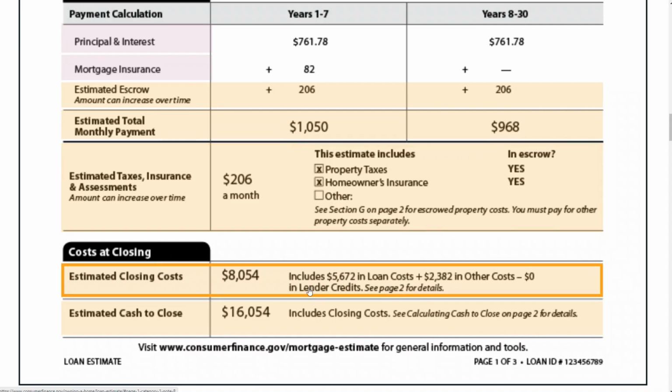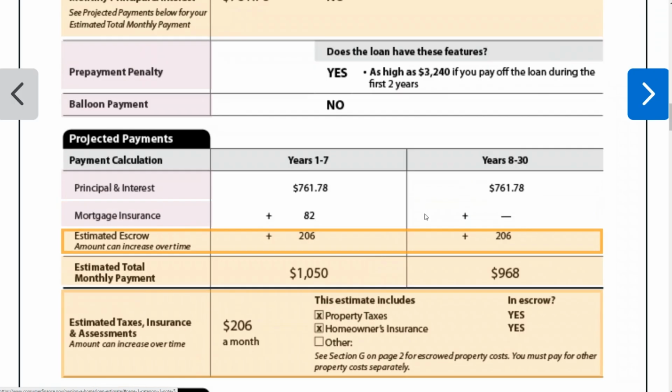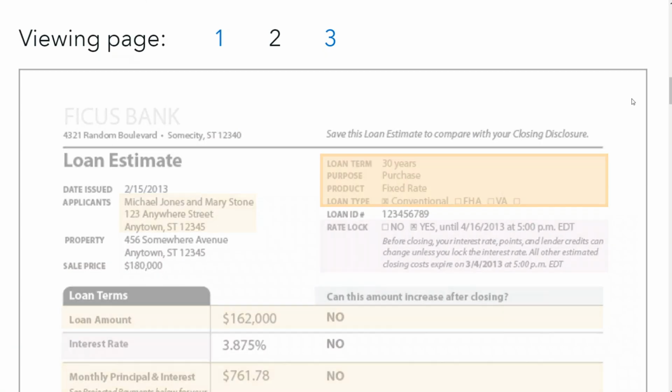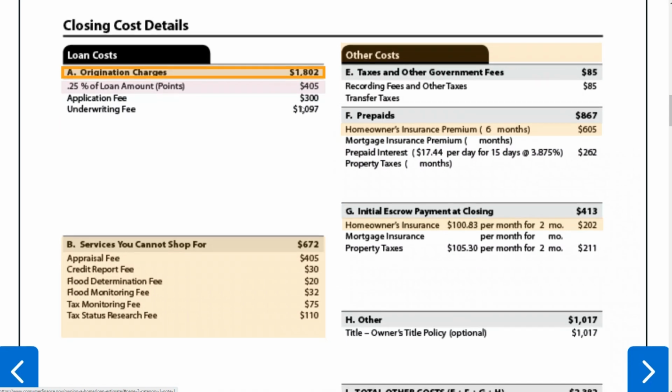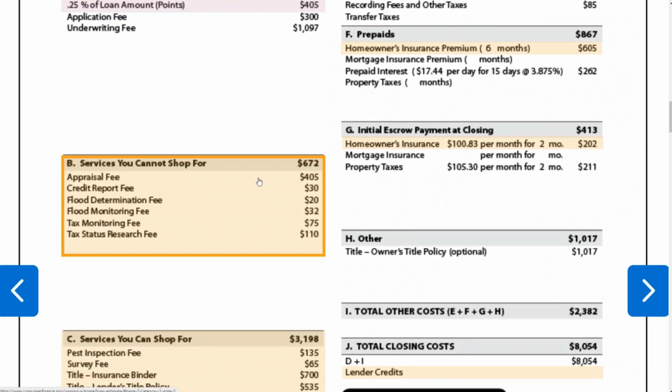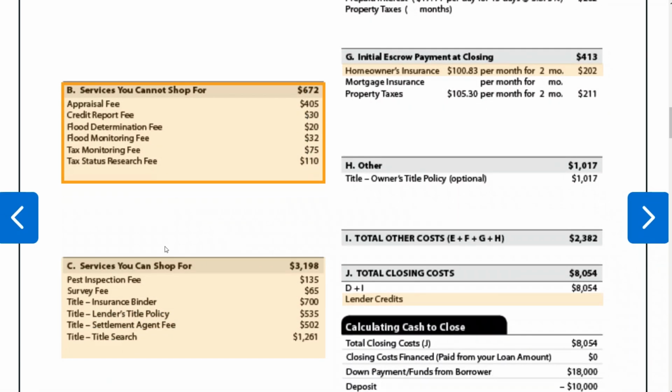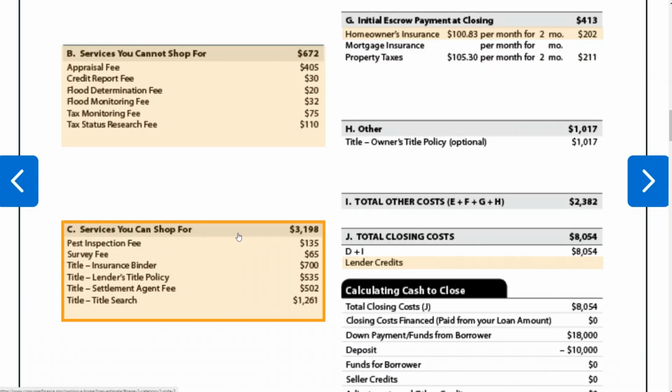Now, at the bottom of the page, we're not going to look at this stuff. We're just going to go to page 2. Bam. All right, so on page 2, you're going to look over here at the loan cost section. You see section A, these are the lender's fees. That's the subtotal, 1802. Then you see section B, that's the subtotal of these third-party fees, 672. Then you go to this C, this is a subtotal of the other third-party fees, 3198.